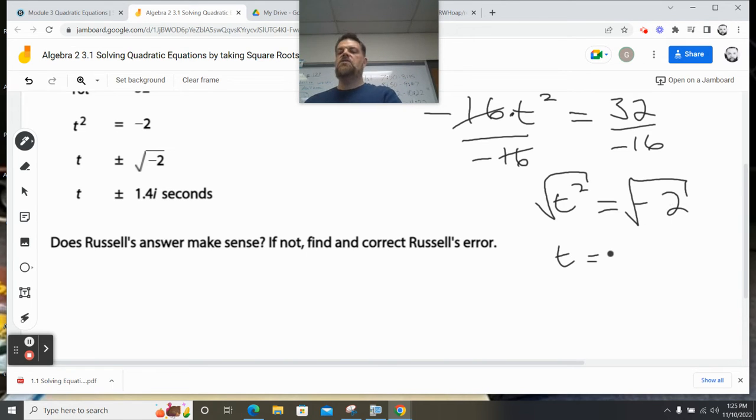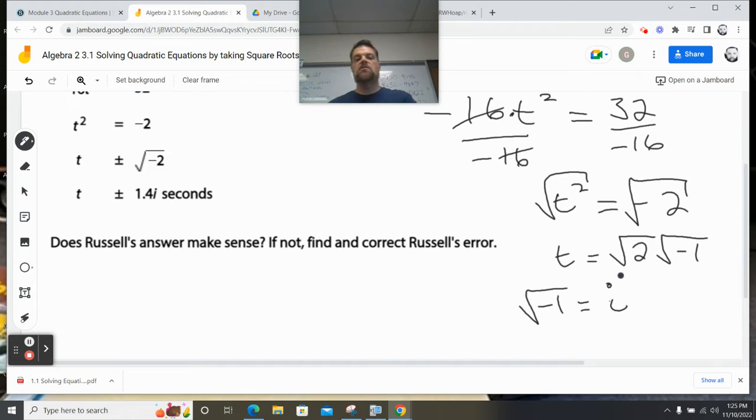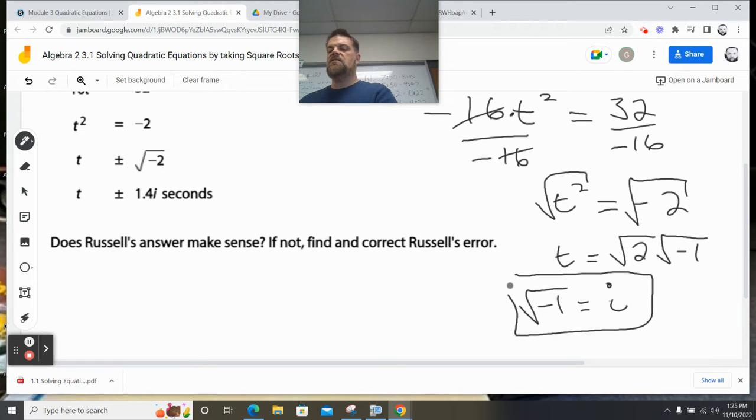But isn't the square root of negative 2 the same as plus or minus the square root of 2 times the square root of negative 1? Yeah. And didn't Mr. Adams so eloquently teach you earlier this week that the square root of negative 1 is equal to i? Yeah, it might have been the day you were absent. But yeah, that's the facts right there.